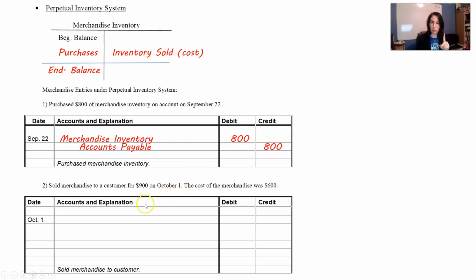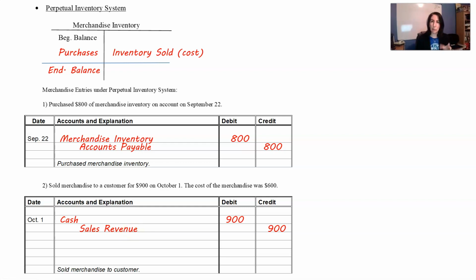The first part records the sale. So we're selling merchandise to a customer for $900. So we assume we got cash. So we increase our cash for the debit. And our credit is sales revenue. We made money. We made $900. All right. That records the sales piece of it.